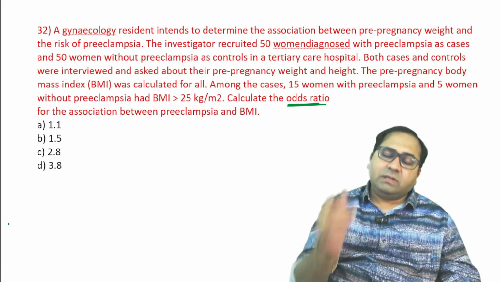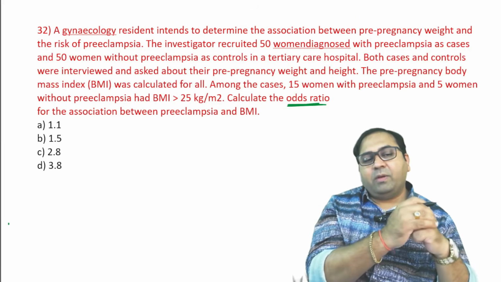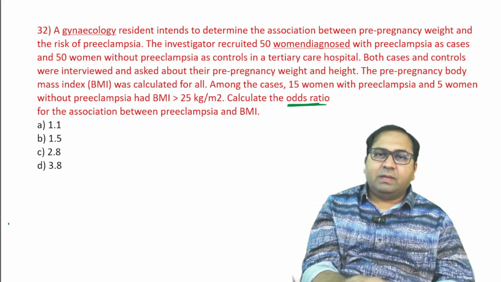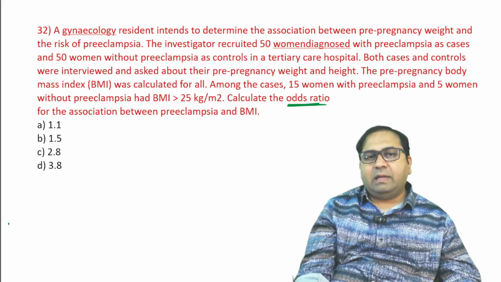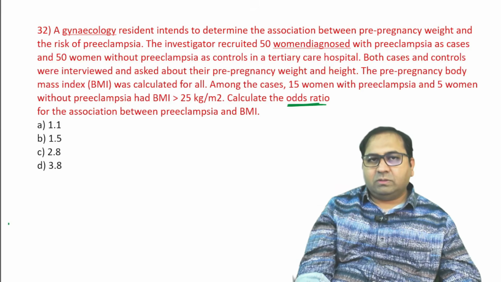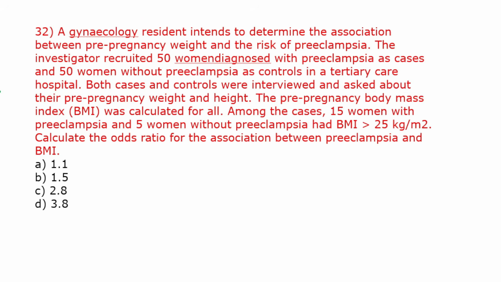So we have to calculate the odds ratio. Options are A 1.1, B 1.5, C 2.8 and D 3.8. So what is the answer for this question? Now let us see how they have calculated the odds ratio in this question between preeclampsia and BMI. Now you know the formula for odds ratio. Odds ratio OR is equal to AD by BC. This is the formula. Odds ratio is equal to AD by BC.